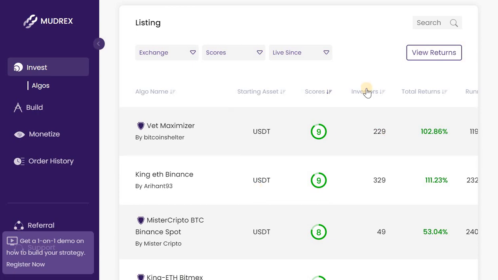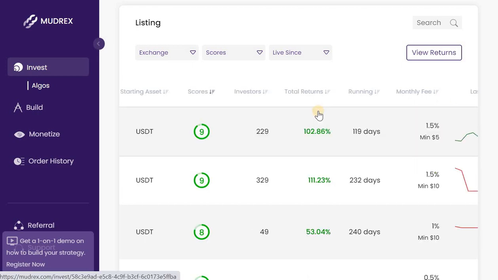The second parameter I would look into before investing would be the total returns. This is the percentage gain for a period of time. As you can see, this strategy has been running for 119 days and has gotten a percentage return of 102.86%. Now, this is really good because if you had used this strategy, you would have gotten more than double your money. As you can see, though it takes time for profits to accumulate, the main goal here is for you to get consistent profits over time.